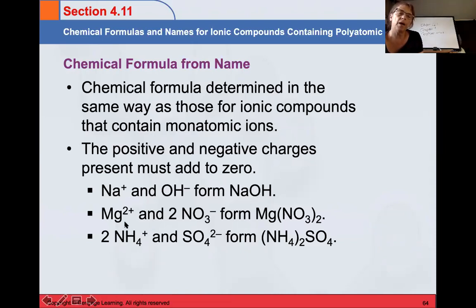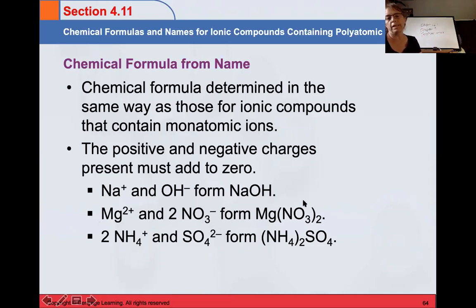So if you have a positively charged magnesium and a negatively charged nitrate, where in this case the negative charge applies to this whole group of atoms, one single negative charge applies to this whole group. So one negative charge for the whole NO3. So since this magnesium is a +2, you need 2 of these NO3s to cancel out that negative charge.